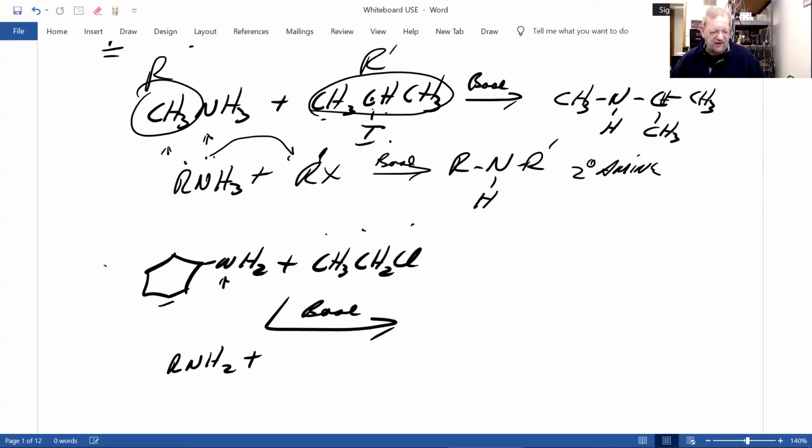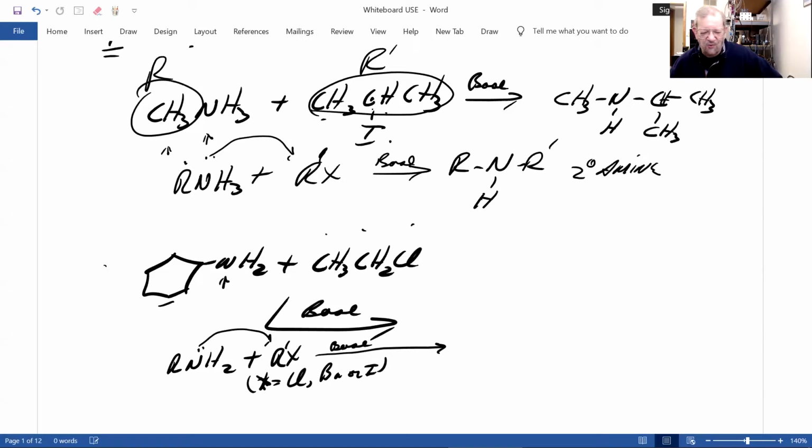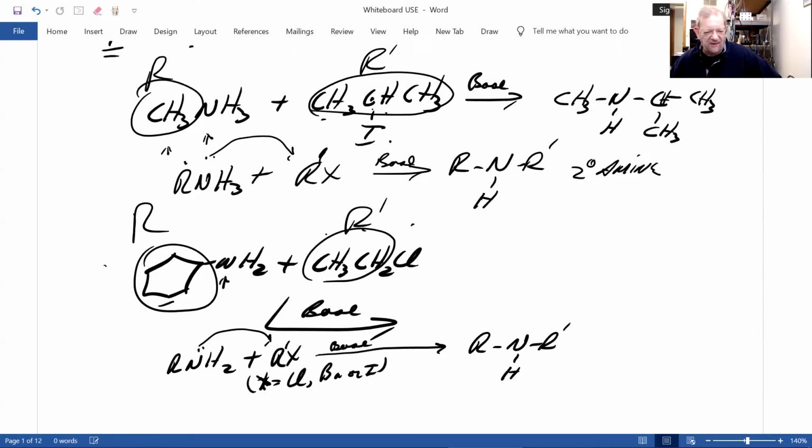Carbon, halogen: an alkyl halide. Remember, X can be chlorine, bromine, or iodine. In the presence of base, the amine attacks the carbon with the halogen, and you form a secondary amine. Now, in this case, here's my R, here's my R prime.